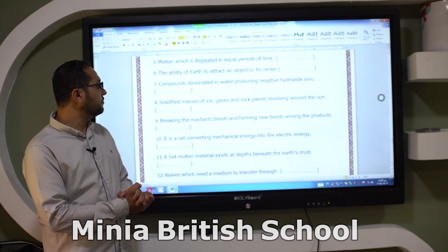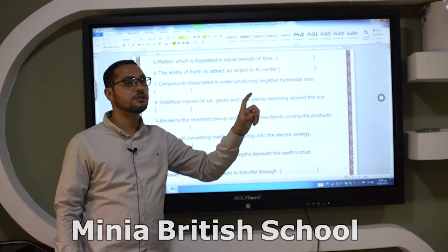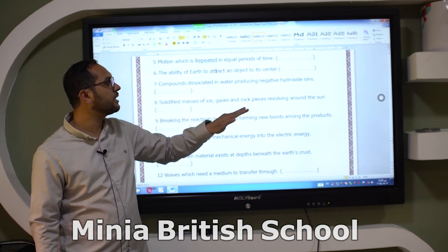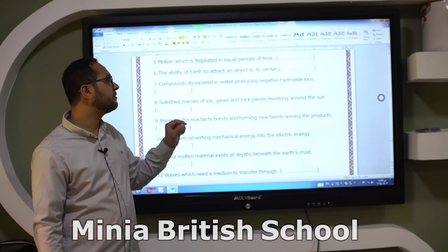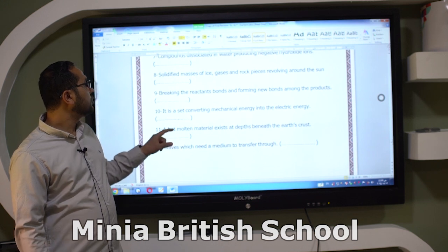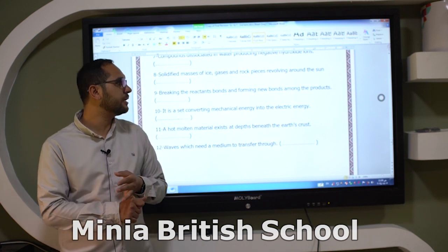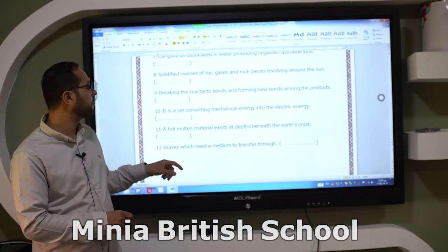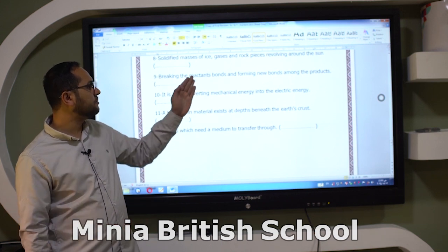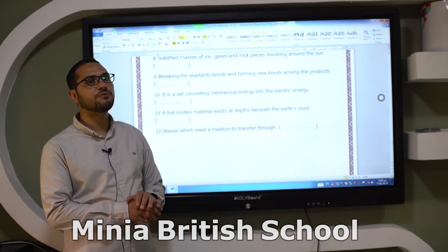Compounds dissociated in water producing negative hydroxide ions, this is the base, while acids dissociated in water producing what? Positive hydrogen. Solidified masses of ice, gases, and rock pieces revolving around the sun, this is the comet, like Halley comet. Breaking the reactants bond and forming new bonds among the products, this is the meaning of chemical reaction.